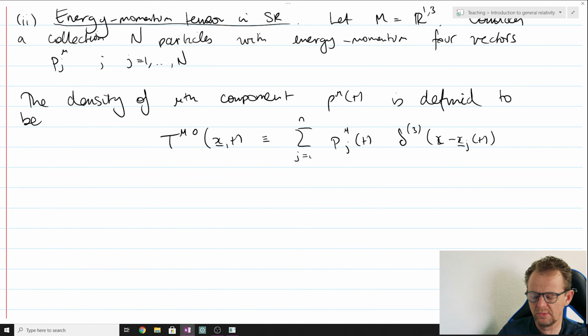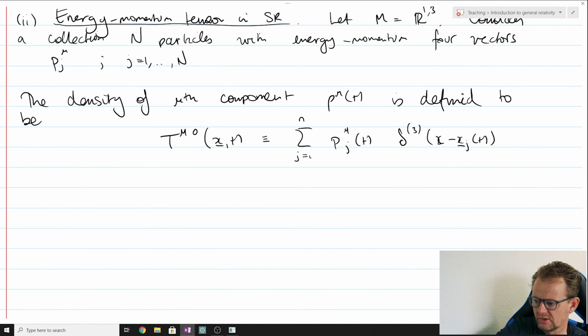So most of the time it's 0, but if you happen to land on a particle, it's highly concentrated in infinitesimally small space with a Dirac delta function, and that's where all that 4-momentum is. So this is a density, right? It just tells you where stuff is.